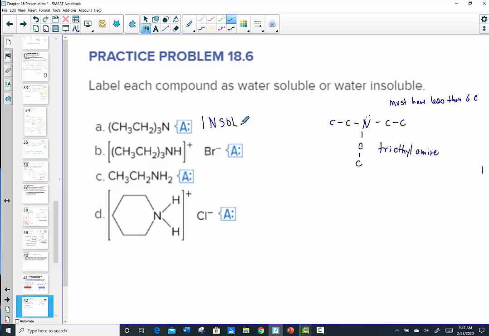Letter B, well, look what we've done. We've turned that into a salt, haven't we? Letter A, turning into letter B, adds a hydrogen to that bond, creating a positive, and then of course it has to have a negative name as well. You would have triethyl ammonium bromide in letter B, ammonium bromide. That's the name of the salt in letter B, and salts are always soluble.